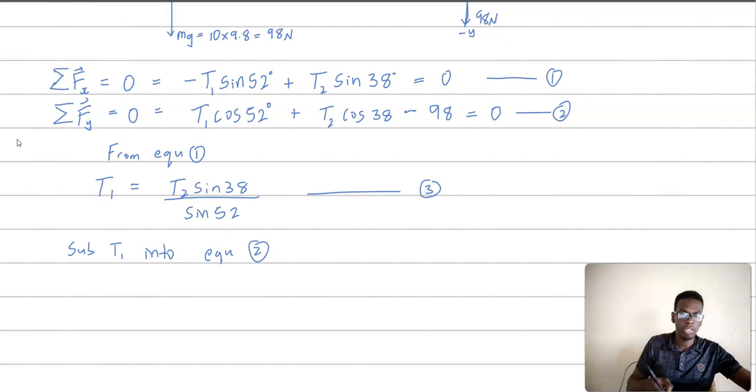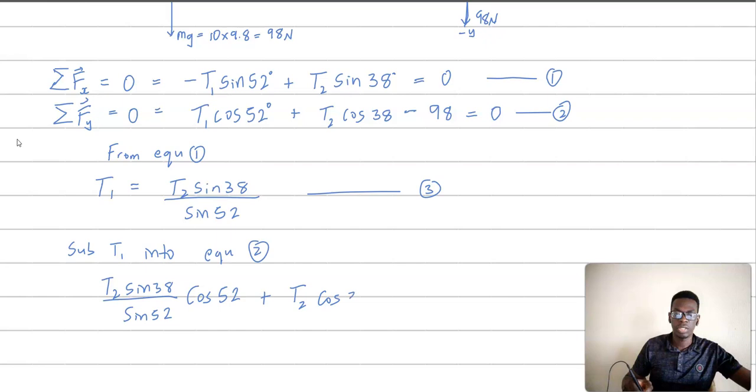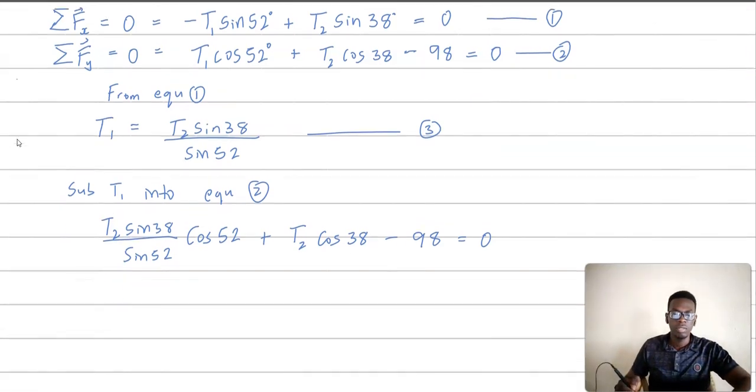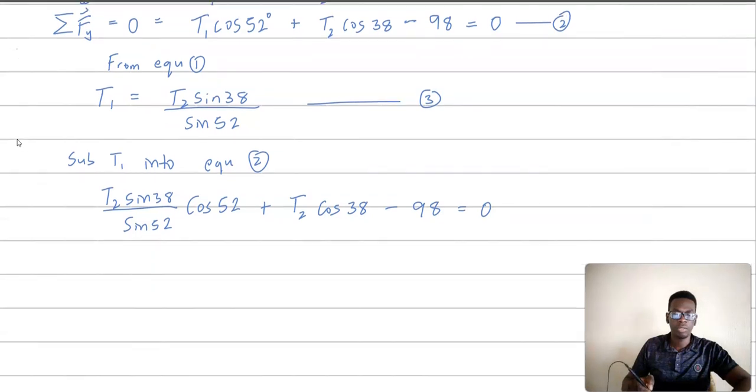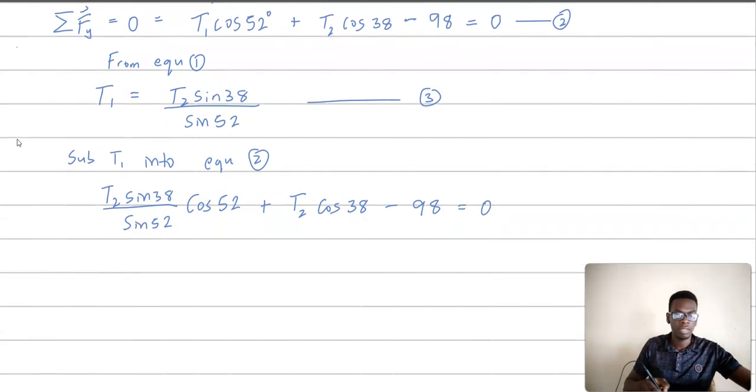If I do so, in place of T1, I will have T2 sine 38 divided by sine 52, and everything will be multiplied by cosine 52, plus T2 cosine 38 minus 98 equal to 0. Okay? We have T2 in these two terms, so we can open a bracket and put them in brackets.